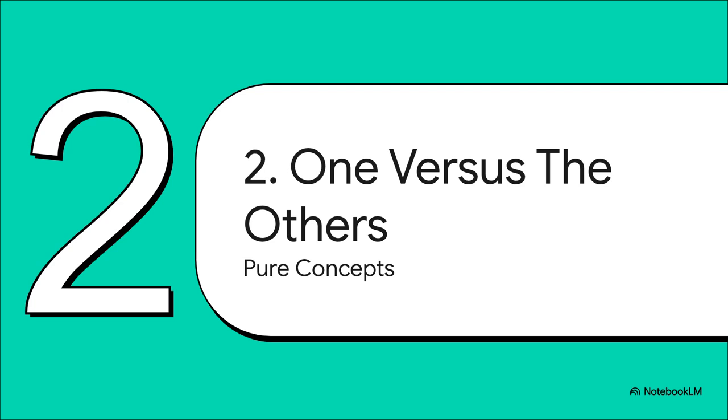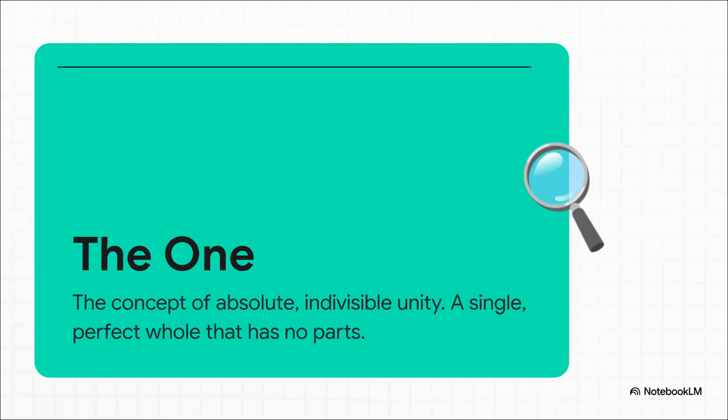And it's super important to remember, these aren't people or things. They are pure ideas. First up, we have the one. Now, try to imagine the purest possible idea of unity. A single, perfect thing that is so whole, so complete that you can't even divide it. It doesn't have a top or a bottom, no parts, no pieces. It's just one. It's the ultimate concept of singularity.